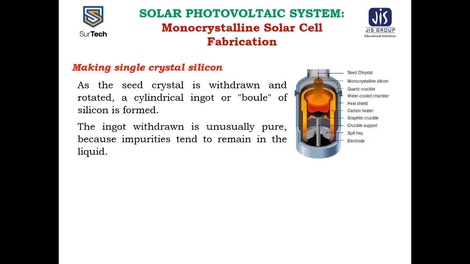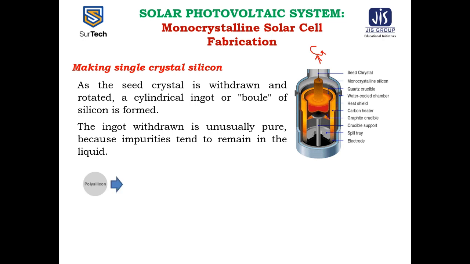As the seed crystal is withdrawn and rotated, a cylinder type ingot or the boule of the silicon is formed. This is the cylinder type, this is the rotating, this is the pulling. So when it is pulled up and rotating, the cylindrical shape of the ingot is produced. The ingot withdrawn is unusually pure because the impurities tend to remain in the liquid.